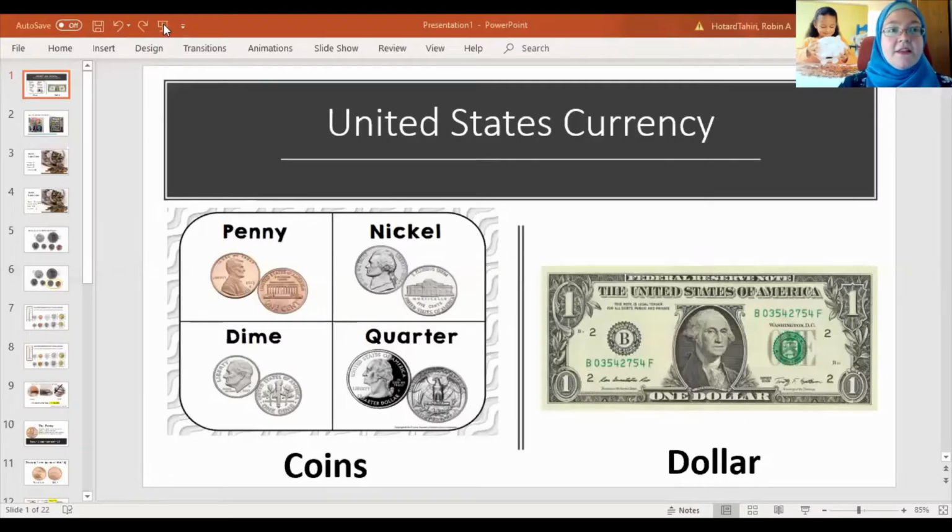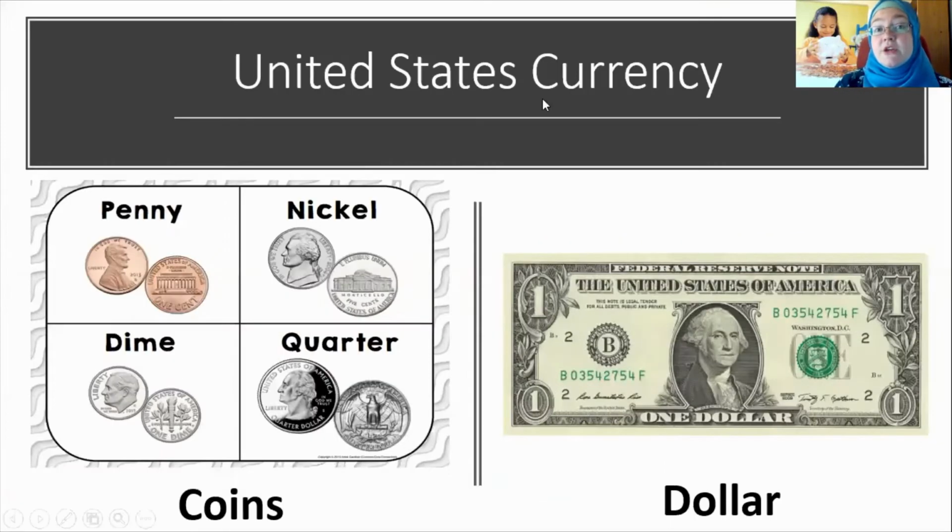Okay, so we're going to be talking about the United States currency. Now, United States currency is different from other countries' currency because our pictures are unique, because they usually have our presidents on them. We already talked about the dollar money. So today our focus is going to be about the coins. Let me introduce you to some of those coins again.